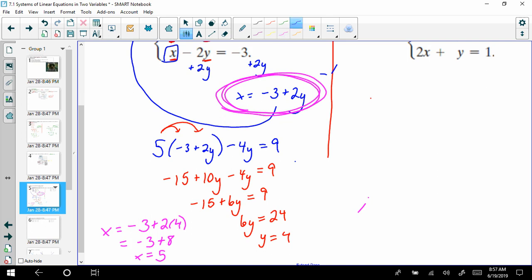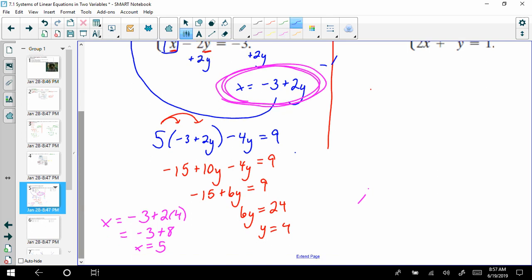So the final thing I would want you to do is to write your answer as an ordered pair. So my ordered pair solution would be 5, 4. If I were to graph these two lines, that is where they would intersect each other.